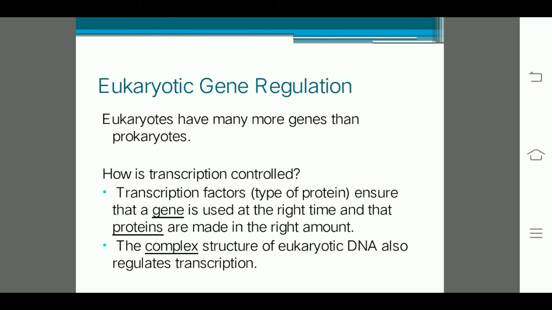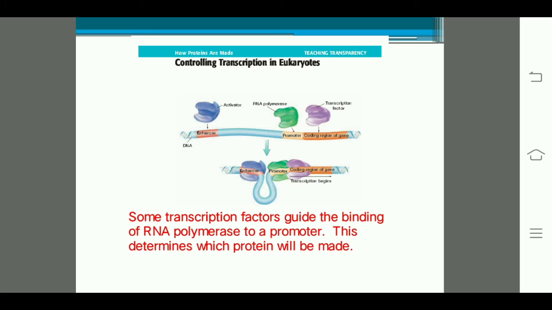Eukaryotic gene regulation. Eukaryotes have many more genes than prokaryotes. How is transcription controlled? Transcription factors ensure that a gene is used at the right time and that proteins are made in the right amount. The complex structure of eukaryotic DNA also regulates transcription. Some transcription factors guide the binding of RNA polymerase to a promoter that determines which protein will be made.